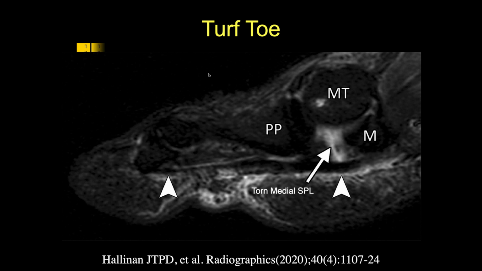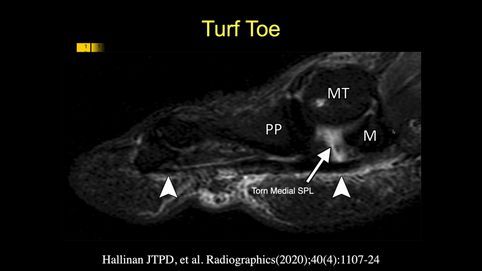Now, one of the big issues that you can get here is turf toe, really made famous after they put artificial turf on football fields. But it's basically a tear of any of these structures that are meant to stabilize the metatarsophalangeal joint as well as the sesamoid bones. So here's a torn sesamoidal phalangeal ligament right here. This is on the medial side. This has been torn, and that's one of the most common causes of turf toe.